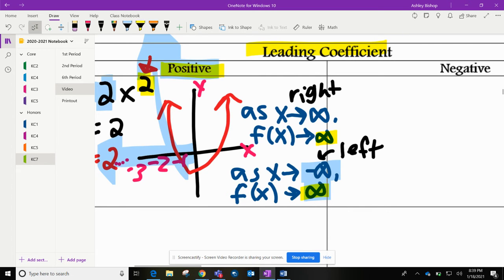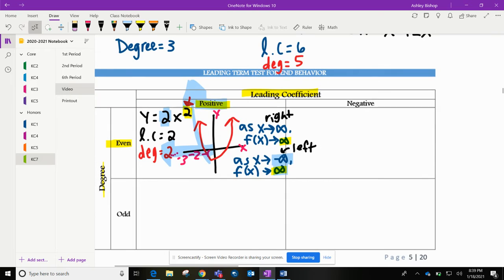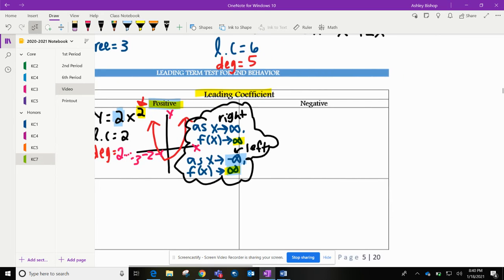Right? So we're just describing the behavior of the ends of my graph. So you don't need to have all this highlighting, but you do need to have the end behavior. This is what the end behavior is. If I ask for you to write it, that's what this is. Okay, so let's keep going.